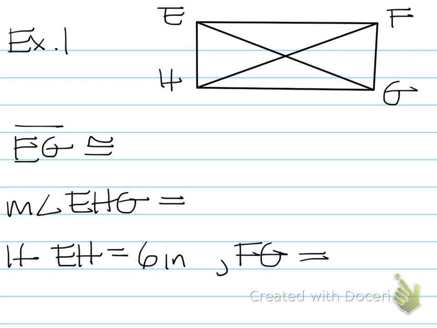All right, so EG, we're told that this is a rectangle, so EG is going to be congruent to the other diagonal, HF. Since this is a rectangle, angle EHG is 90. And again, since rectangles are parallelograms and EH is 6, then the side opposite EH is also 6, so FG is also 6.